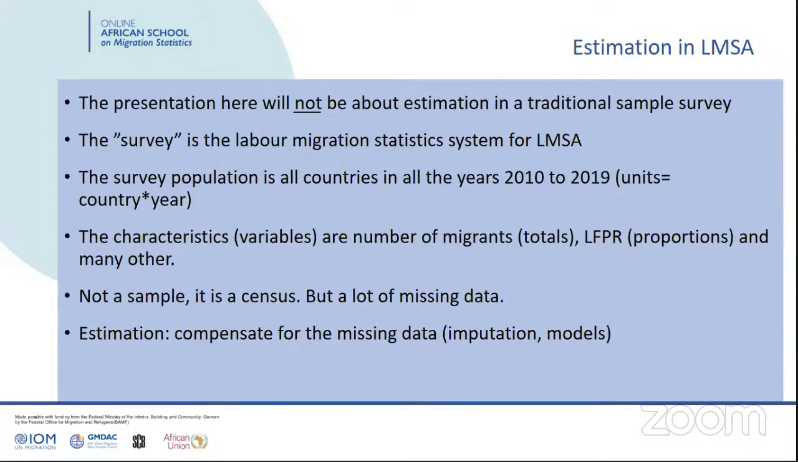So it is not a sample, it is a census, but a census with a lot of missing data. The estimation we do is to compensate for the missing data, not using the sampling estimation procedure, but other procedures such as imputation and models.